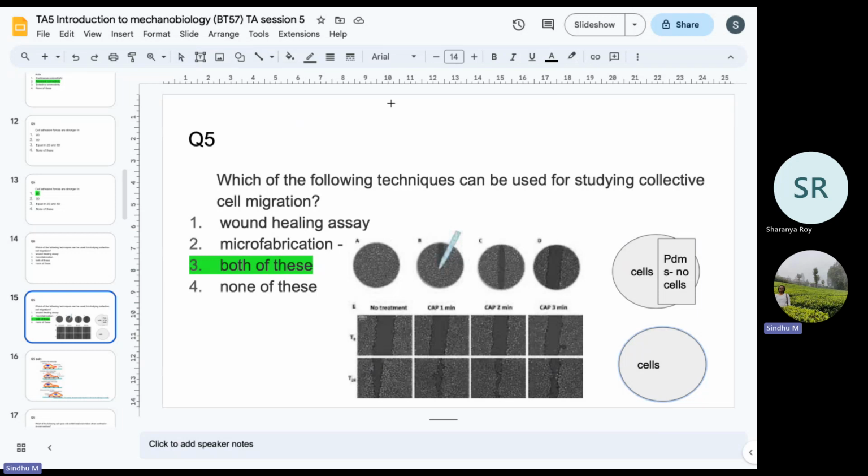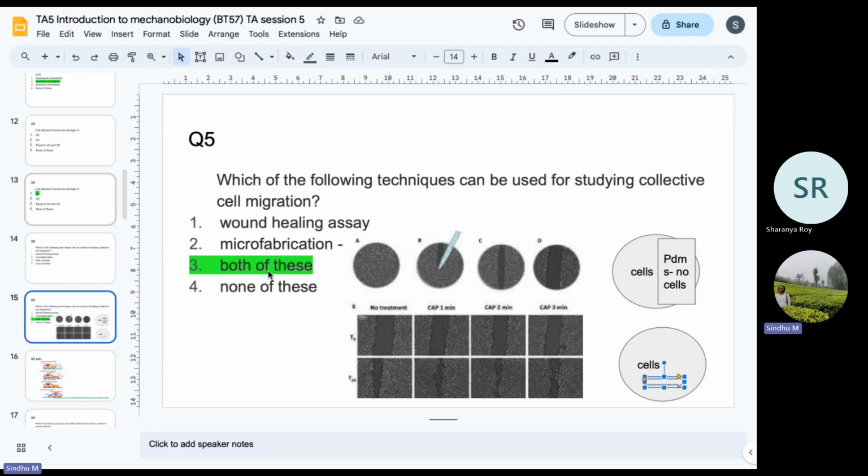So the cells will go from this side, left side, to right side. So this is another method for studying collective cell migration. They will try to close the gap. So that is the microfabrication method, option 2.